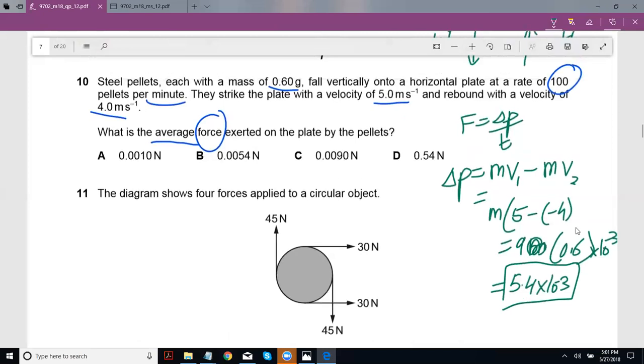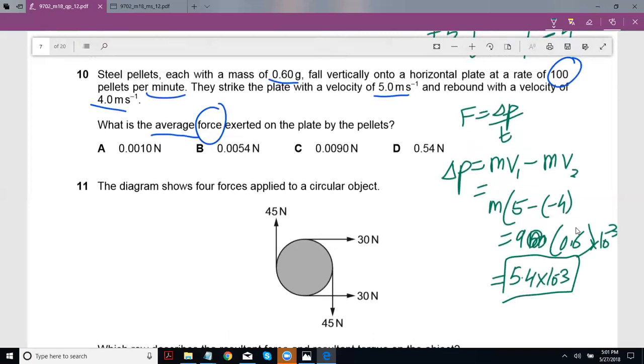Now, the only issue here is that if we knew the time it takes for one pellet to go and bounce back, we'd be fine. But we don't know that for one pellet. We know that it strikes at a rate of 100 pellets per minute. There are a few ways to do this, but the simple way is to calculate the change in momentum for 100 pellets, and then divide it by the time it took for 100 pellets, which was 60 seconds, 1 minute. So you multiply this by 100, which gives you 0.54. So 0.54 upon 60 gives you the force.